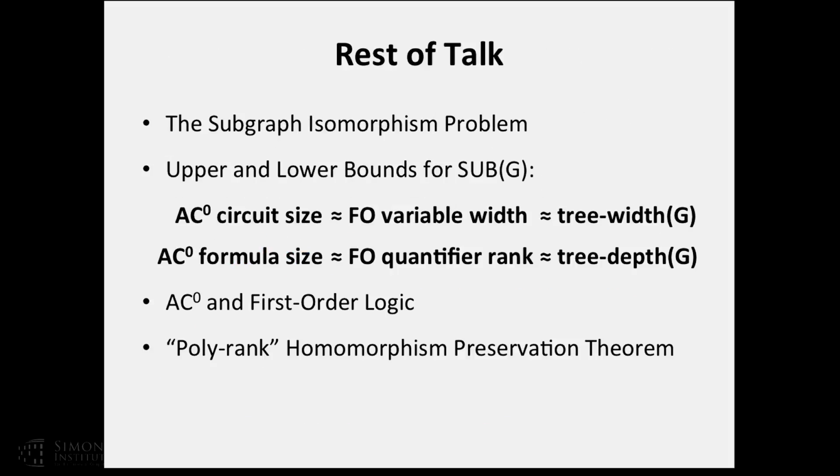So in the rest of the talk, let me say a bit about this connection. So I'll start off by telling you what I mean by the subgraph isomorphism problem, then the sort of upper and lower bounds on its AC0 complexity in terms of the AC0 circuit size, which will relate to the tree width of the pattern G, the AC0 formula size, which we can relate to the tree depth of the pattern G, and the connection between AC0 and first-order logic, which gives rise to this result.